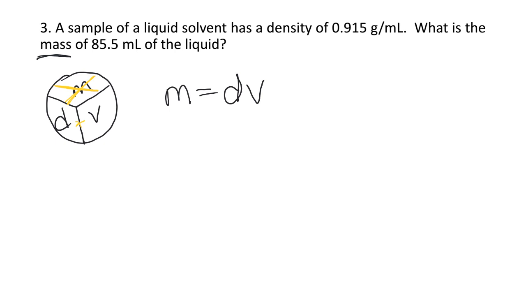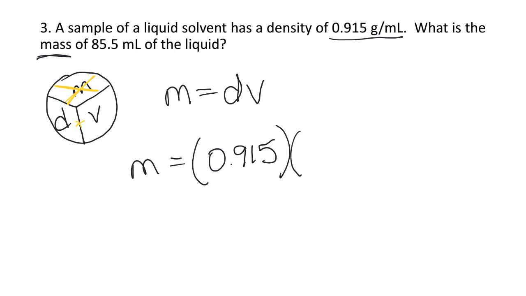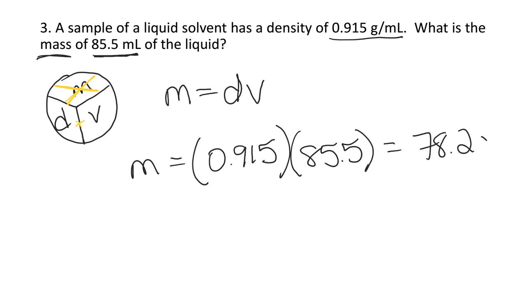So mass equals, now the density is right here, because it says it has a density of 0.915. And then this, because it's in milliliters, is the volume, 85.5. When you do that multiplication, it is 78.2 grams.